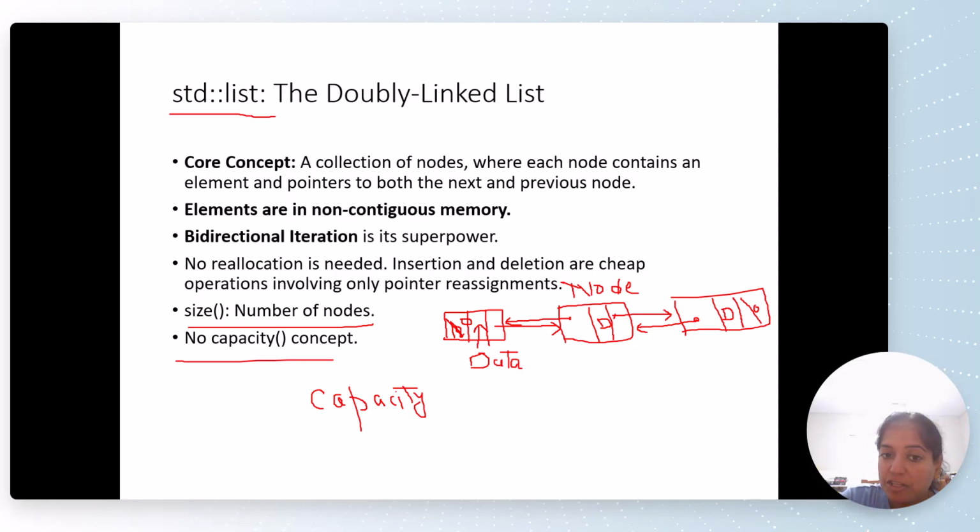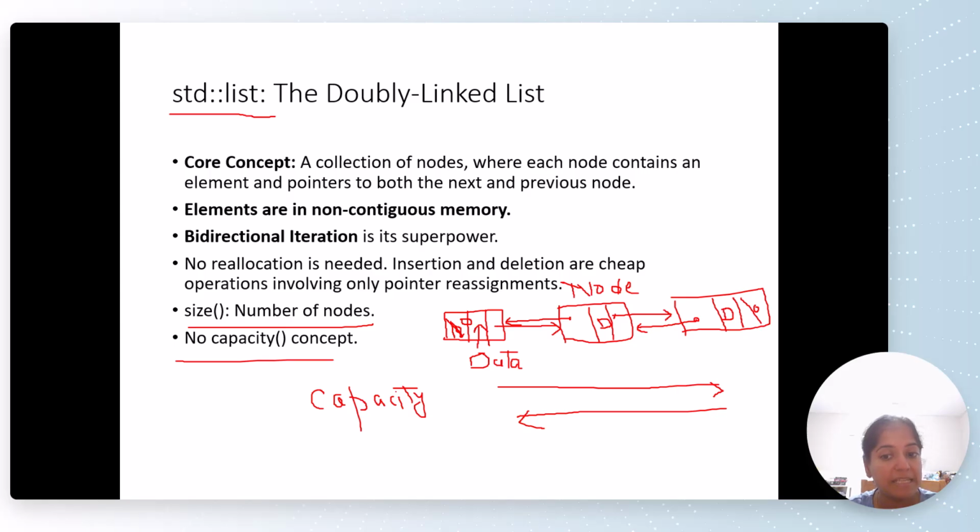It is bidirectional iteration. That means you can iterate in the forward direction or in the backward direction, both. And no reallocation is needed. Unlike vectors, where if capacity is reached, we need to double the size every time and move the data from the previous memory to the new memory.